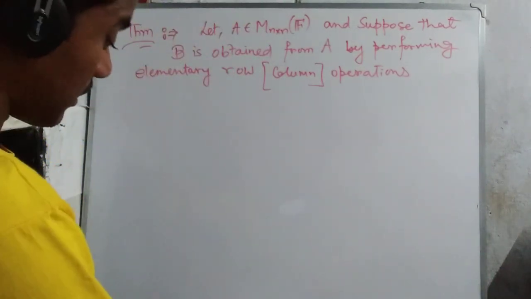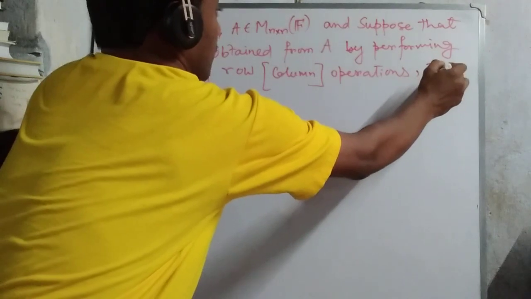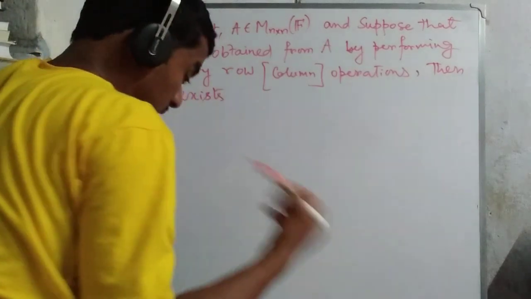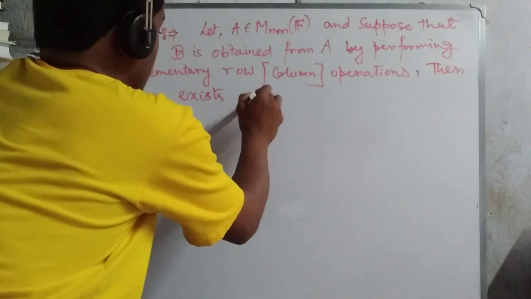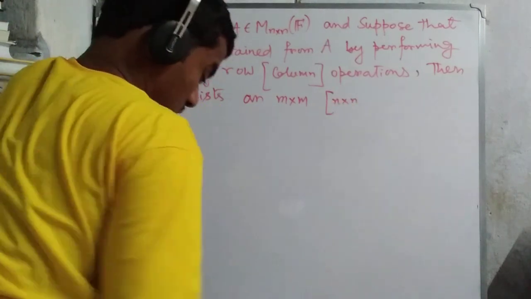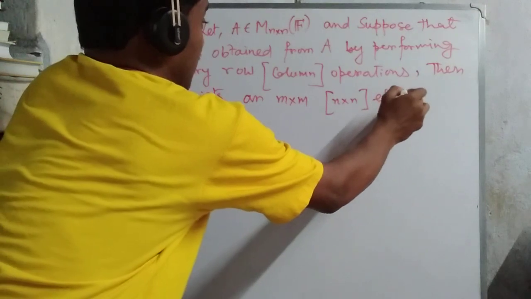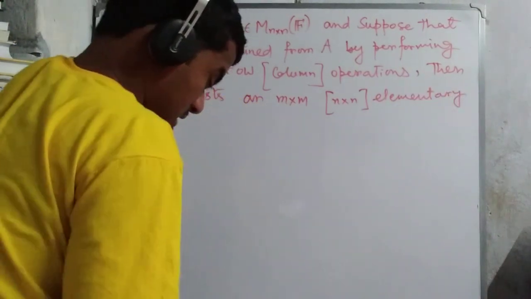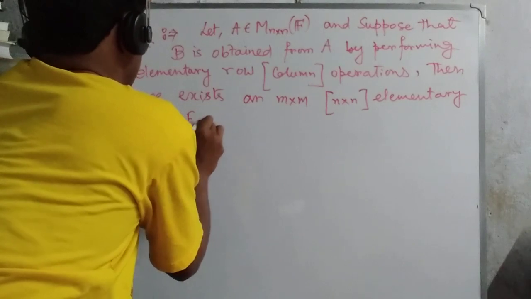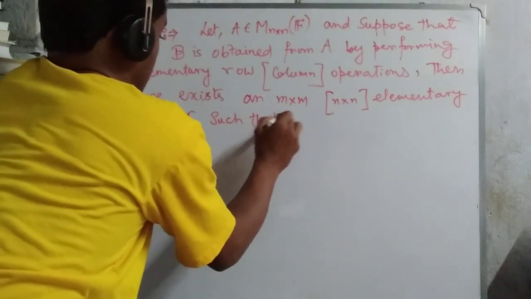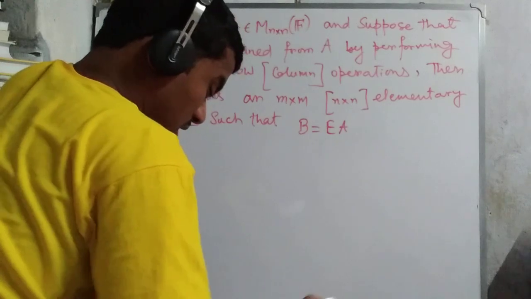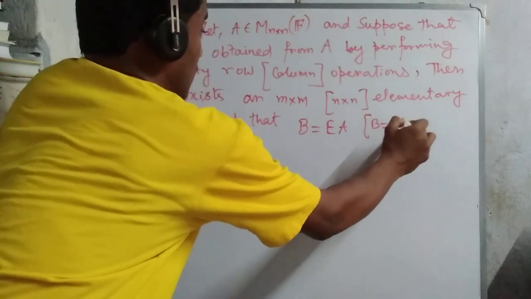Then there exists an m cross m or n cross n elementary matrix E such that B equals EA, or B equals AE.